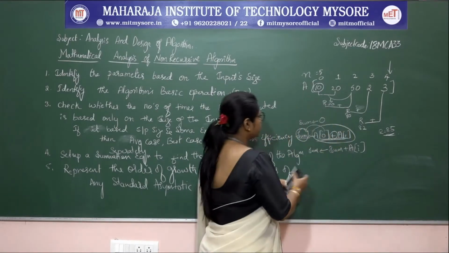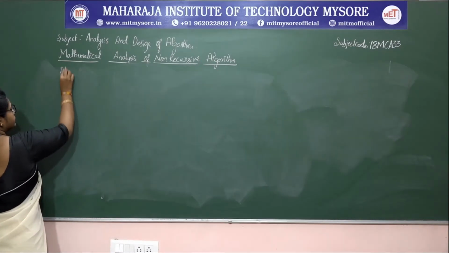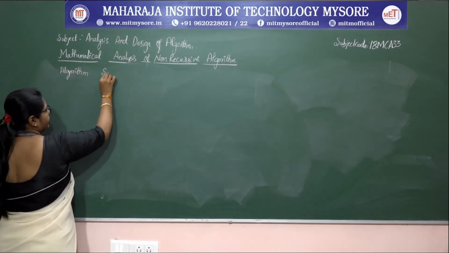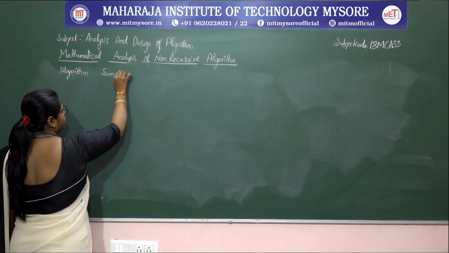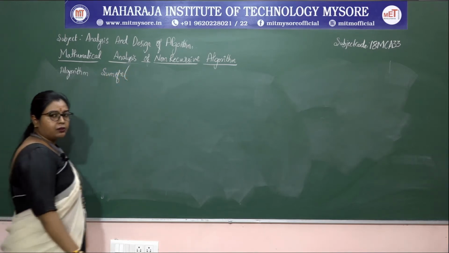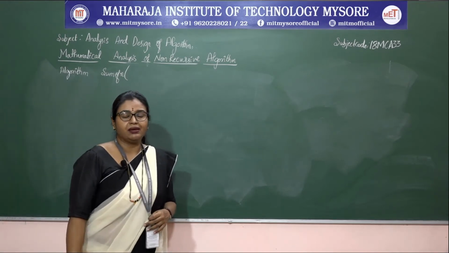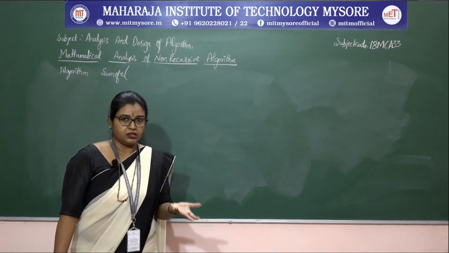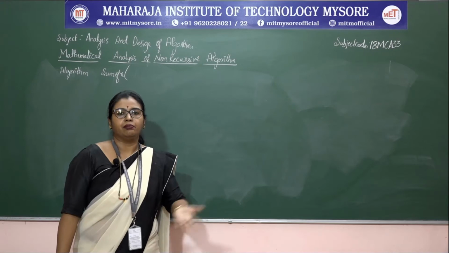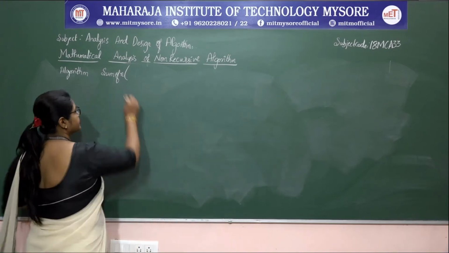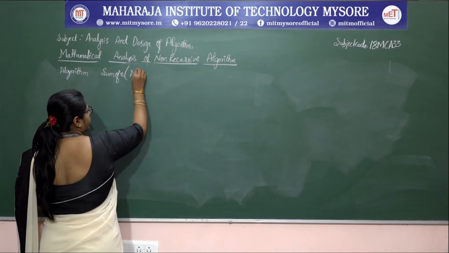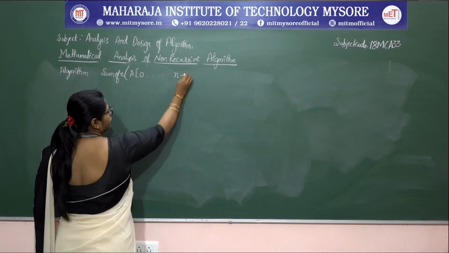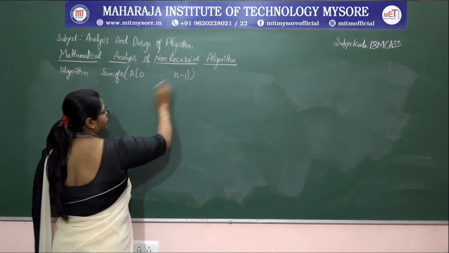So let me write the algorithm for this. Firstly, algorithm. So I am finding the sum of n numbers. I am giving the algorithm name as sum of n, and what are the parameters here? Sum of n numbers, in the sense it should be a list having n numbers. For that list I am using the name array A. So 0 to how many elements will be there? 0 to n minus 1 elements will be there.